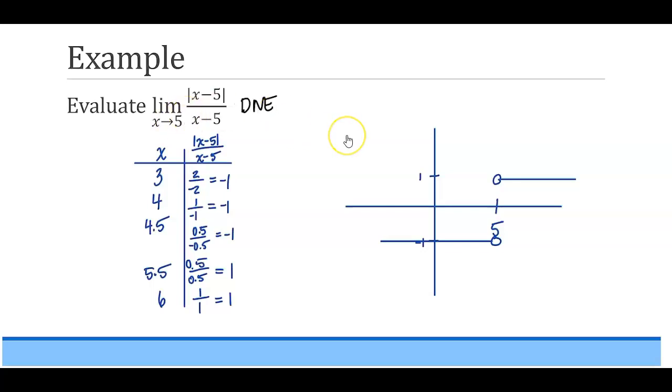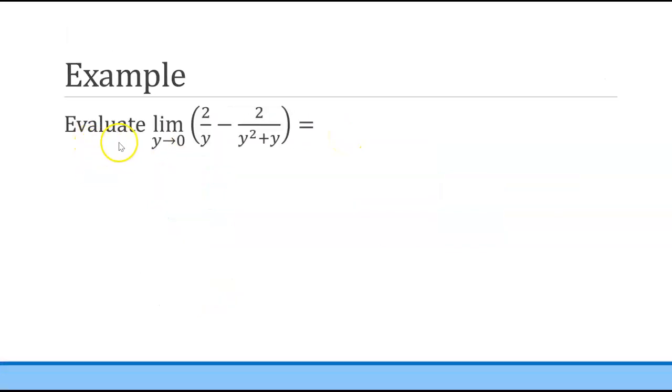In this example, we're going to evaluate the limit as y approaches 0 of the quantity 2 over y minus 2 over the quantity y squared plus y. So this one's kind of different. If I think about applying direct substitution, what ends up happening is I get 2 over 0 and then minus 2 over 0. And 2 over 0 is undefined. And so we know that, just on its own, this would give us a vertical asymptote.